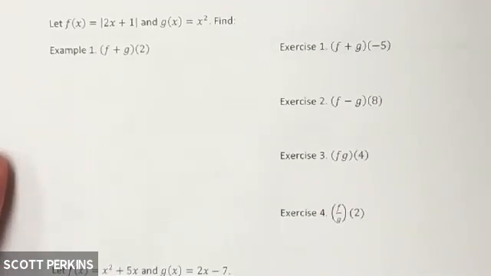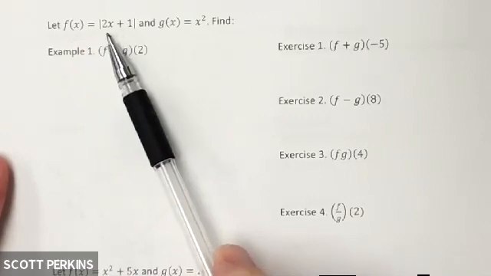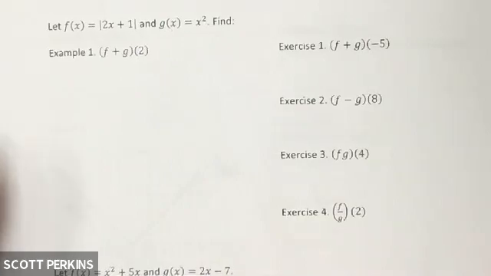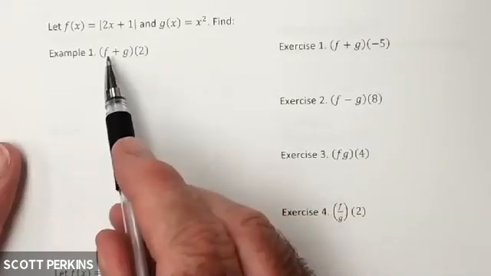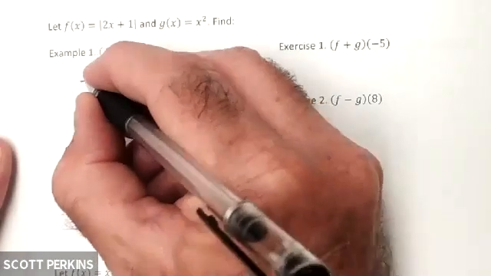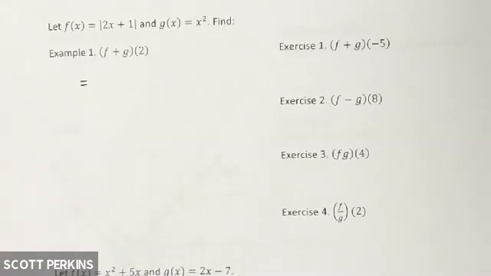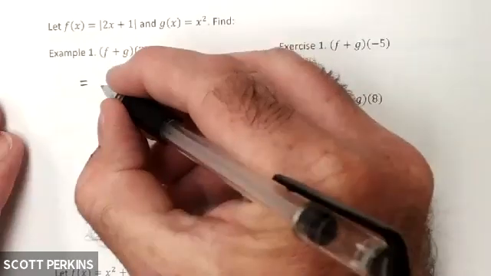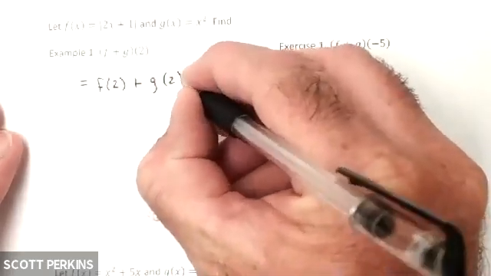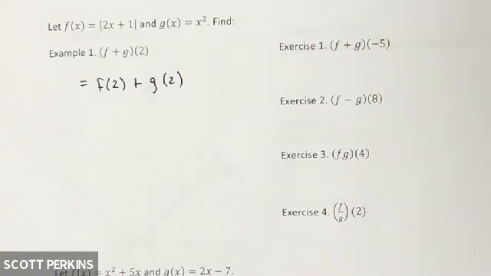So here we go. Function f is defined by the absolute value of 2x plus 1. The function g is defined by x squared. And my example is, what is f plus g of 2? According to the way we've just defined things, I'm going to treat each function individually, figure out the function value of f at 2, and then add it to the function value of g at 2. So all we're doing is plugging the value into each individual function, and then adding up the results.